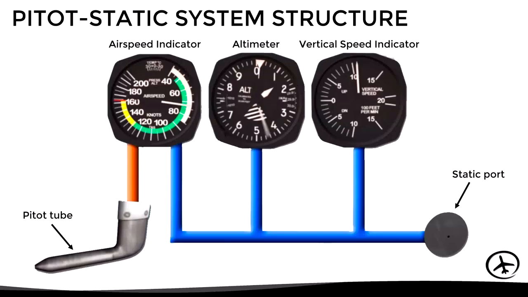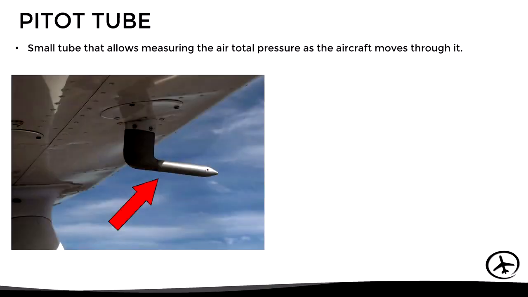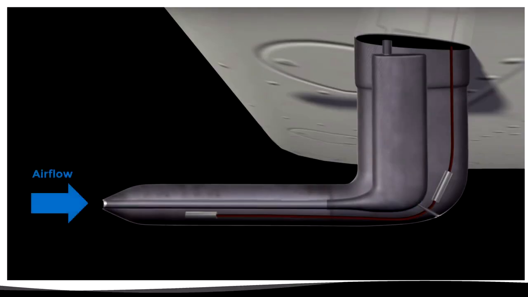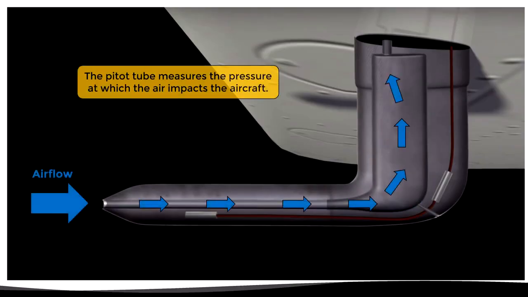We will now see each of these sensors in more detail, so let's start with the Pitot tube. This is a small tube that allows us to measure the total pressure of the air as the plane moves through it. We can typically find it under the wings on small aircraft or in the front of the fuselage on larger aircraft. The idea of the Pitot tube is to measure precisely the pressure with which the air impacts the aircraft. And as we had already said with the example of the hand, the impact pressure will combine the static pressure and the dynamic pressure, meaning that the Pitot tube measures the total pressure.